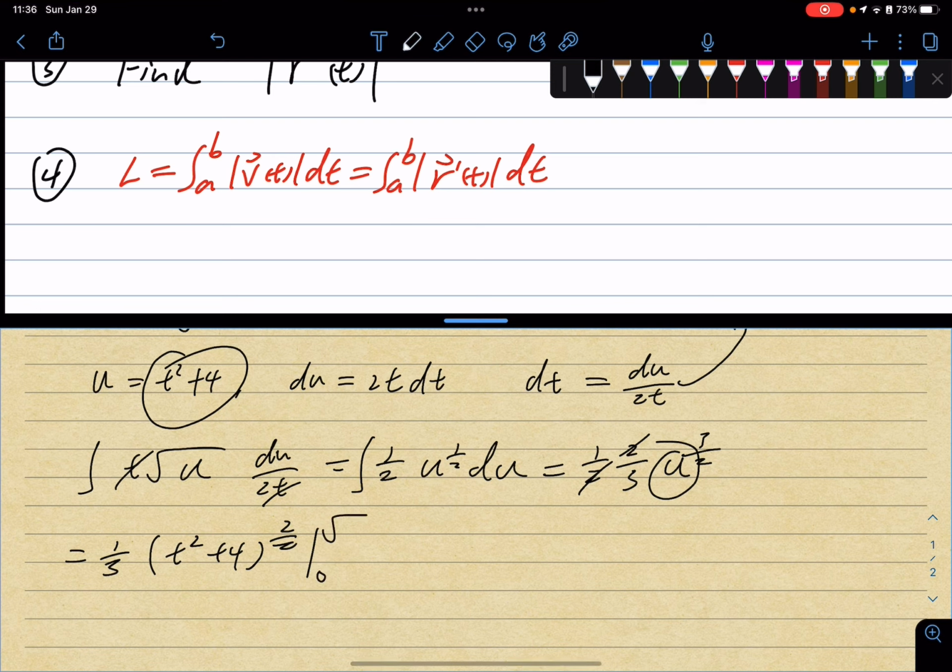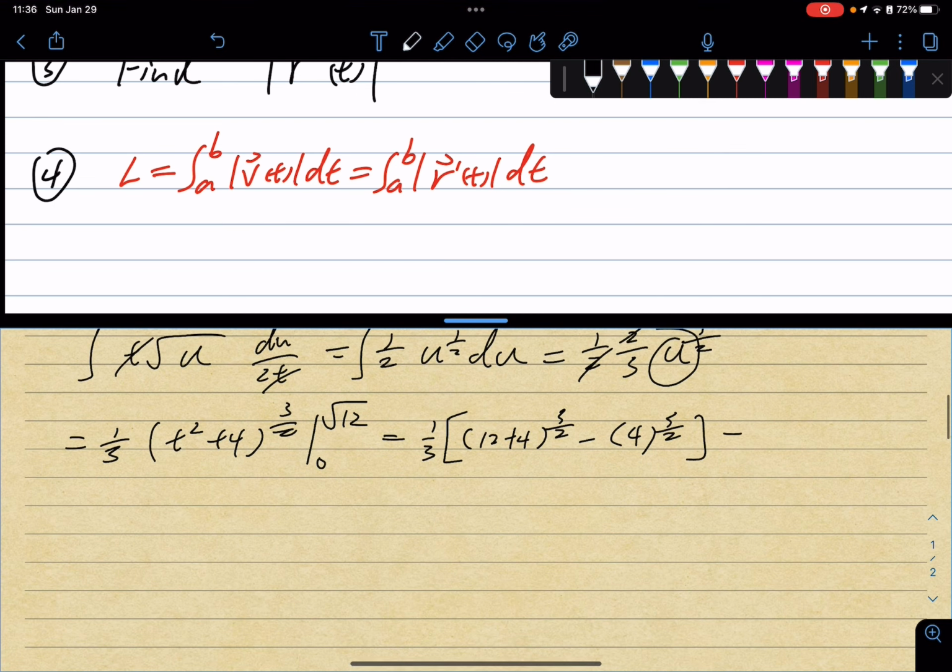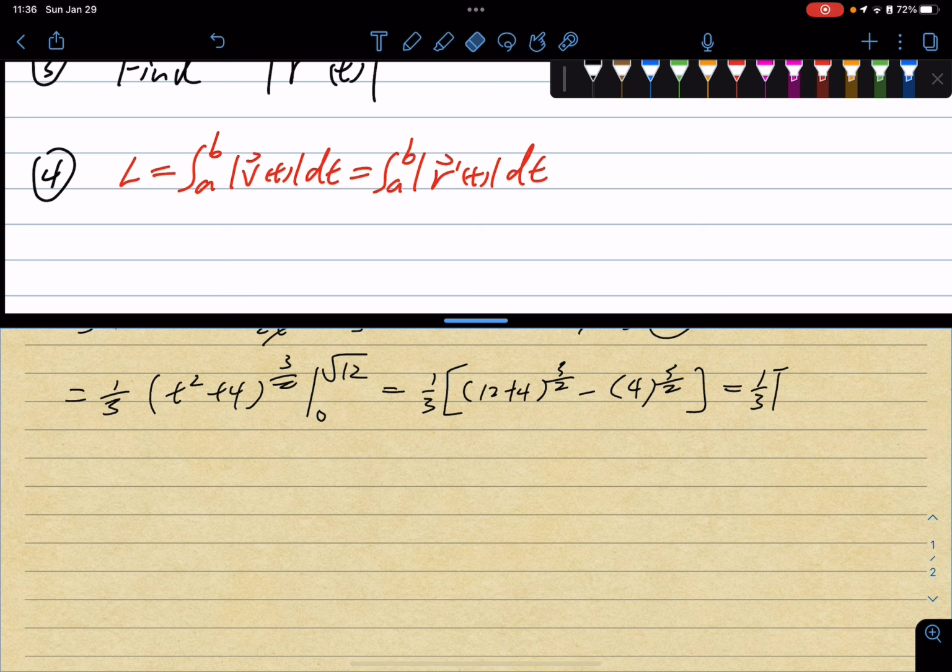from 0 to square root of 12, returning to the original variable. This equals 1/3 times (12 plus 4) to the 3/2 minus 4 to the 3/2. Okay, this will give us 1/3 times 16 to the 3/2 minus 4 to the 3/2.